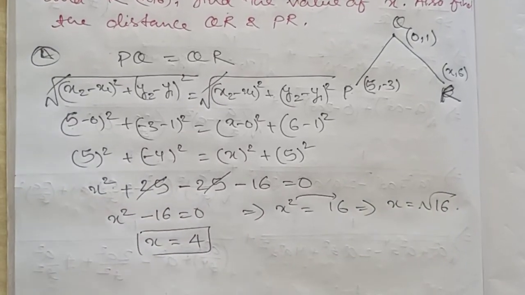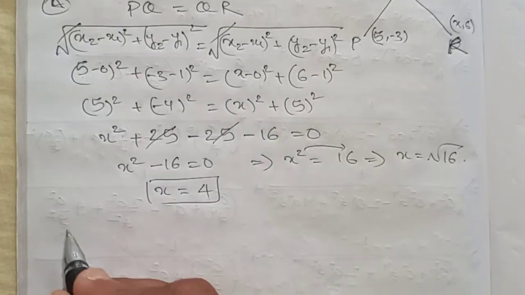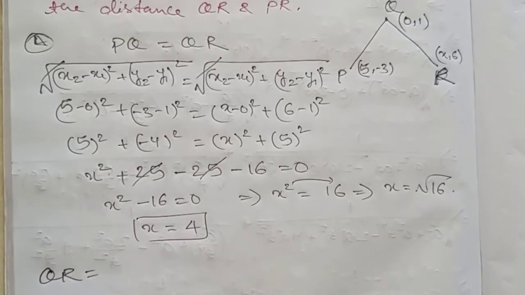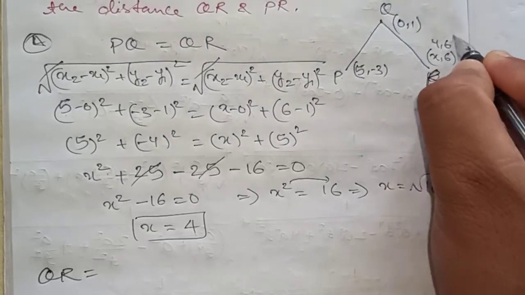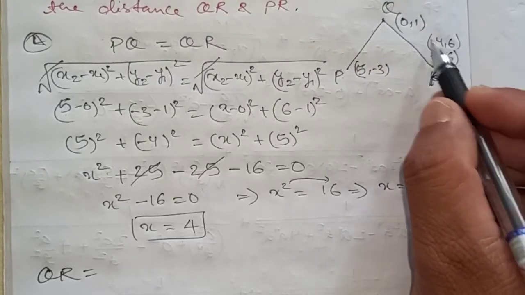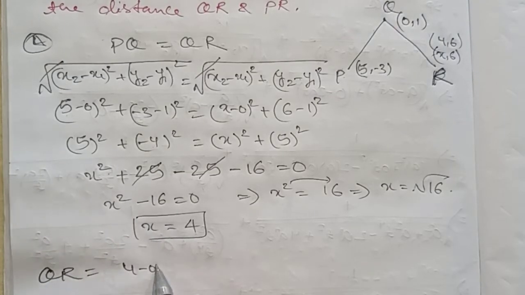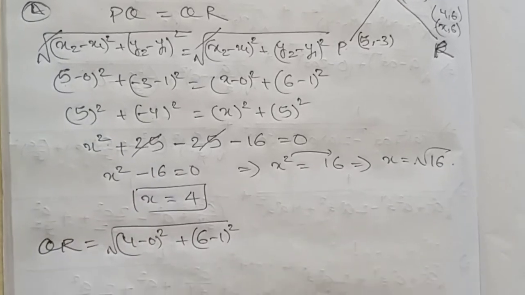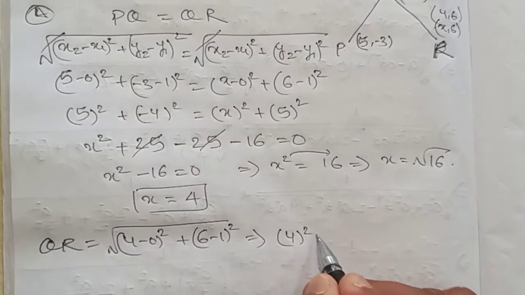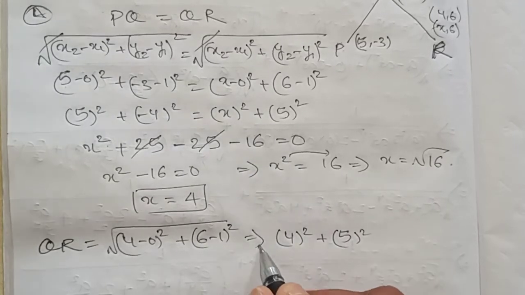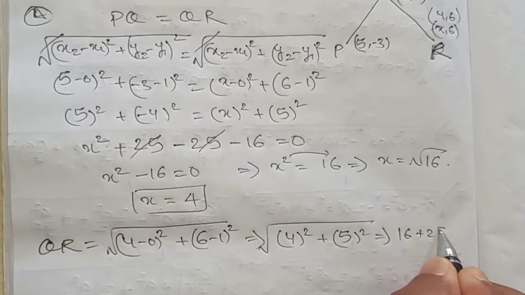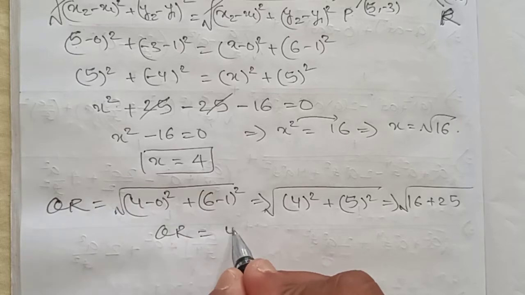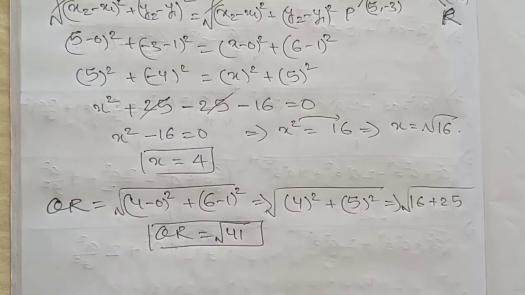Now we have to find the distance of QR as well as PR. So the distance of QR will be, use the formula. In place of x, write 4 comma 6. The coordinate of R will be (4, 6). So the distance between QR is square root of (4 minus 0) whole square plus (6 minus 1) whole square, equals 4 minus 0 is 4 square, 6 minus 1 is 5 square, square root of 16 plus 25. So the value of QR will be square root of 16 plus 25, which is 41. Value of QR is root 41.